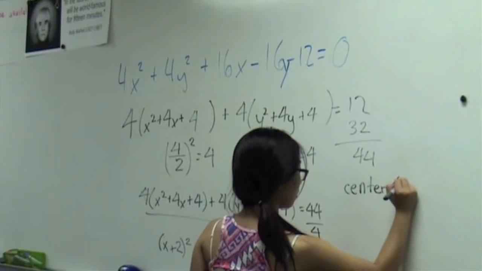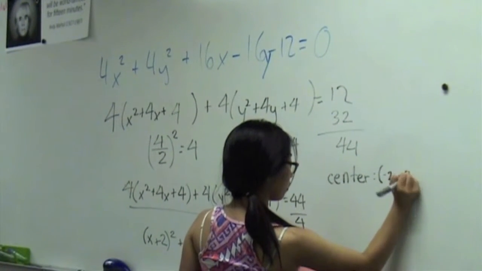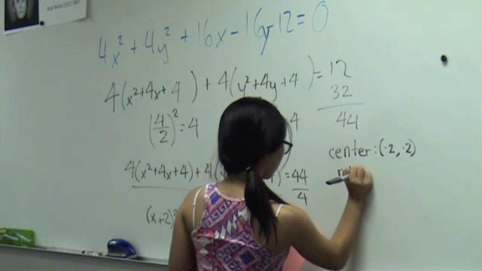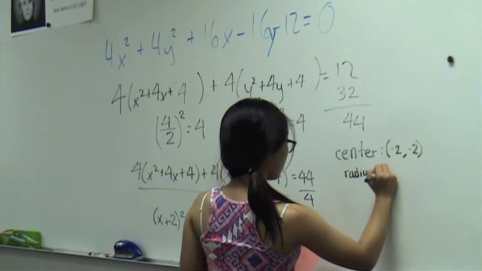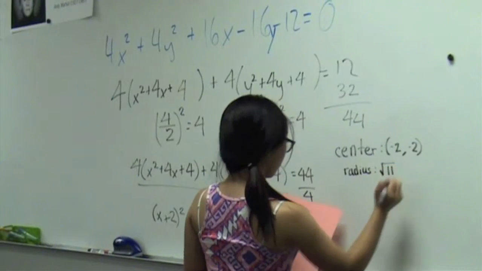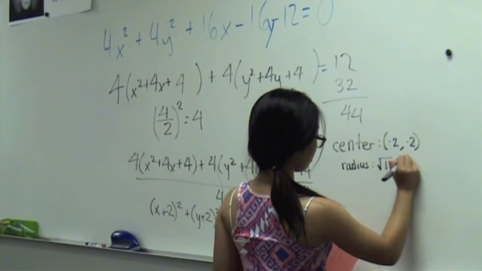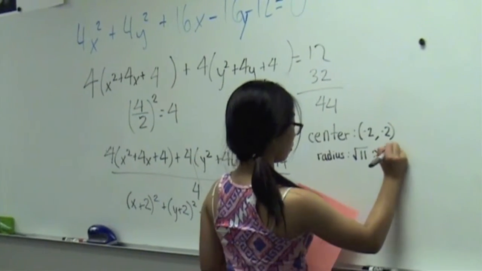And then the center will be -2, -2, and then the radius will be square root of 11, but the number that's close to it will be 3.4.